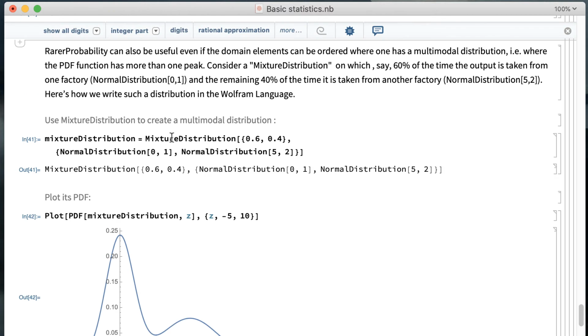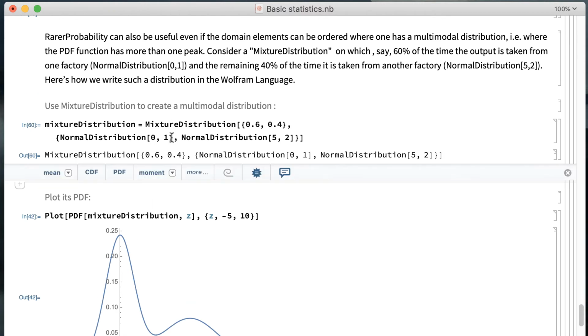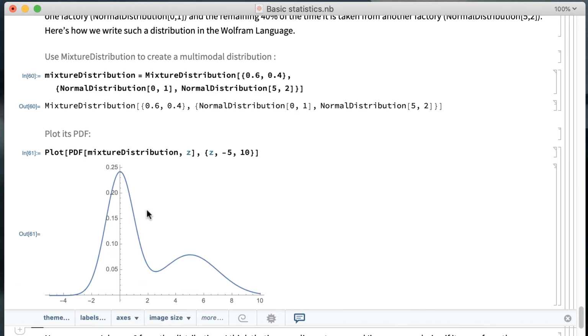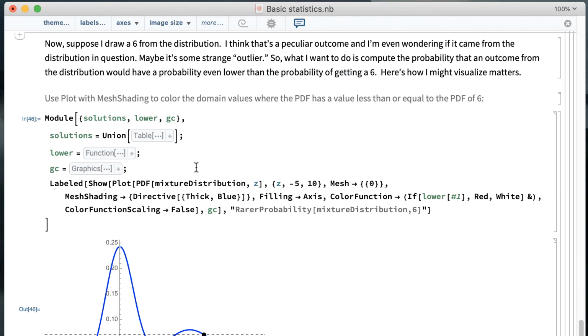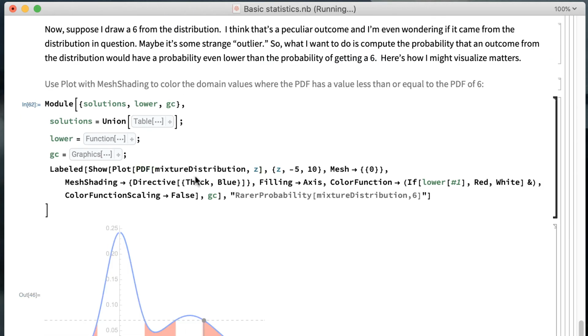of rarer probability. Supposing we have a mixture distribution, meaning 60% of the time you'll get a draw from this, and 40% of the time you'll get a draw from this. So we can plot that distribution's PDF. And now, supposing I draw 6, and I want to know, hey, that seems kind of like a weird outcome. What's the probability I would get a value less than or equal to 6 if I were drawing from this mixture distribution? And so we can see this geometrically.